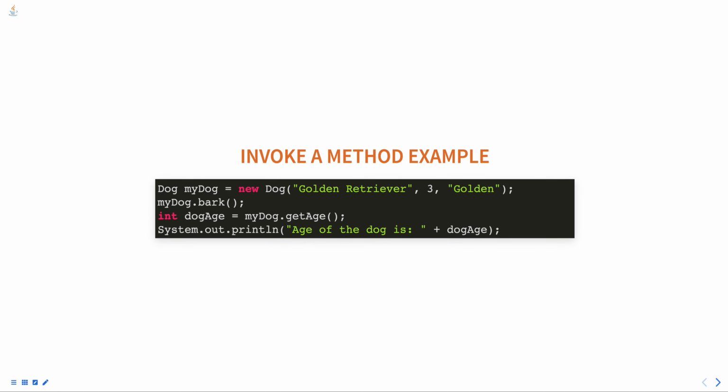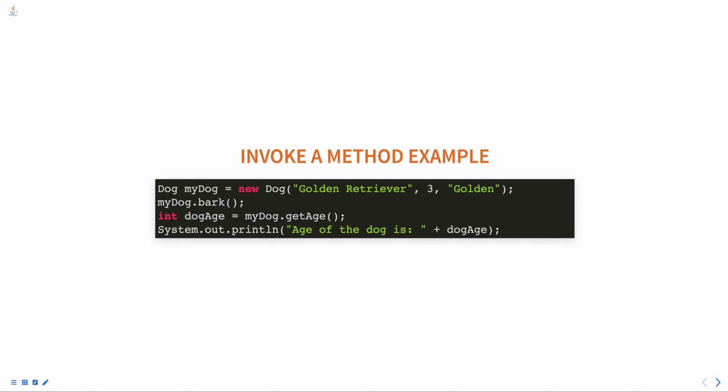In summary, a method in Java is invoked or called by using the name of the object or class followed by the dot operator and the name of the method. If the method takes in any input parameters, they are passed within the parentheses following the method name.